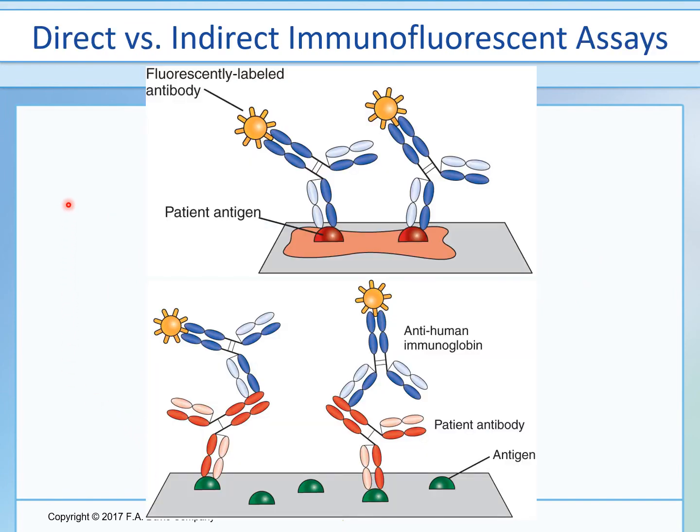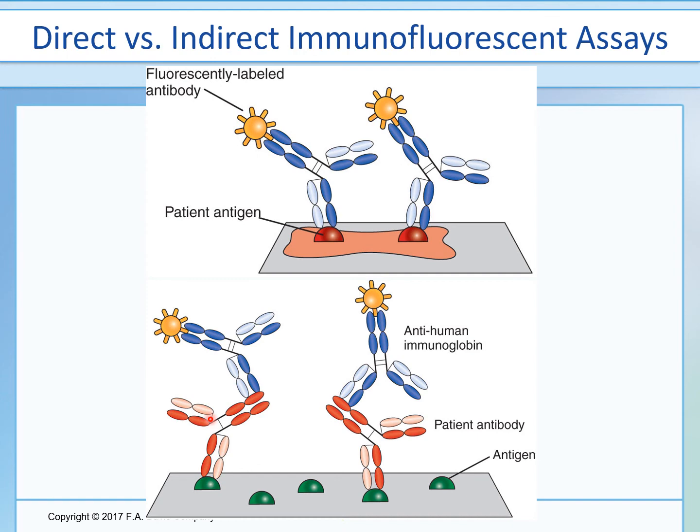These figures show a comparison of direct versus indirect immunofluorescent assays. So on the top figure, which is figure A in your textbook, this shows direct fluorescence in which patient antigen is fixed to a microscope slide and incubated directly with a fluorescent labeled antibody. The slide is then washed to remove unbound antibody. If specific antigen is present in the patient sample, fluorescence will be observed. Figure B in the below image is indirect fluorescence.